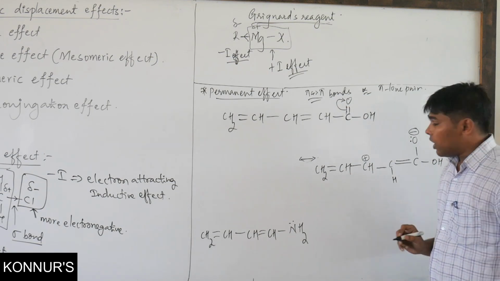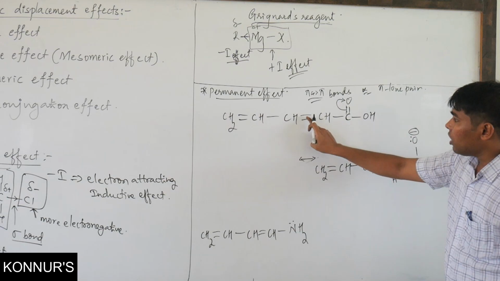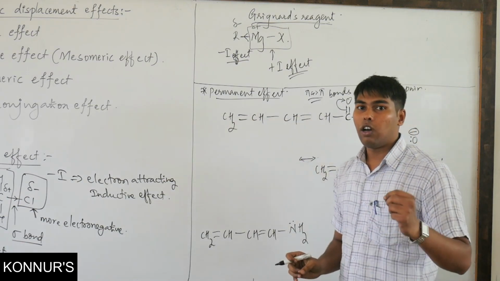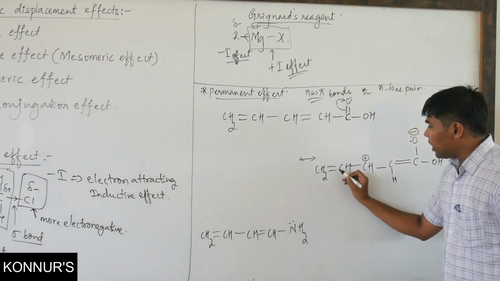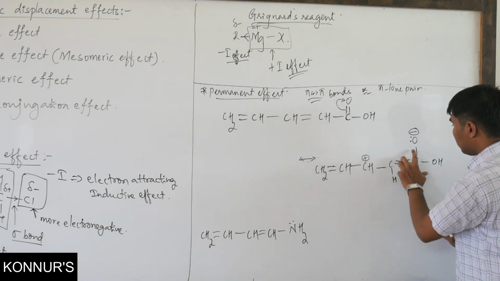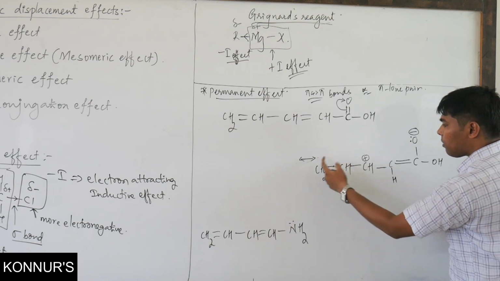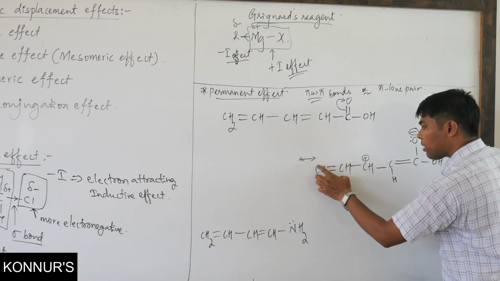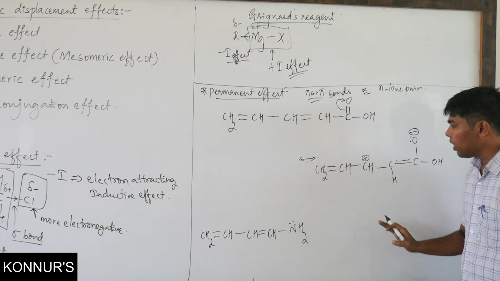Again, in order to balance the valency, there is a conjugation: double bond, single bond, double bond. We call this a conjugation. So there is a pi bond between the fourth carbon in this structure. This is the first carbon, second carbon, third carbon, fourth carbon and fifth carbon. Between the fourth carbon and fifth carbon there is one more pi bond.